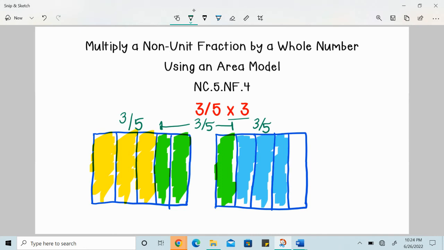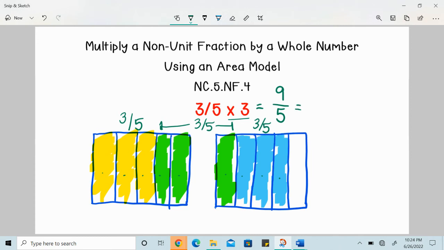So I can see here that I've shaded 3/5 3 times. I have one group in yellow, one group in green, and one group in blue. And what I can see here is that what I have shaded in is a total of 1, 2, 3, 4, 5, 6, 7, 8, 9/5. So that would be one way that I could write the answer. That's the improper fraction 9/5.